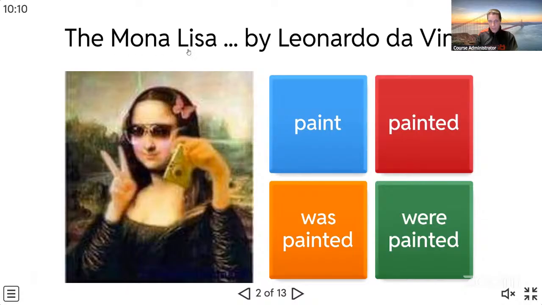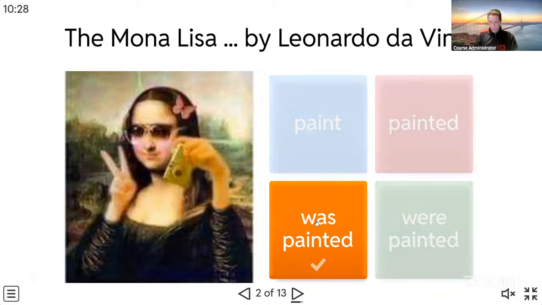And because Mona Lisa was painted in the past, we want to use the past passive form. So here we're going to use "Mona Lisa was painted by Leonardo da Vinci." So once again, you can see we've got the object, the painting. The name of the painting is Mona Lisa. And then we have the verb to be, this time in the past, was, and then the past participle, painted. And the person who actually did the action: by Leonardo da Vinci.